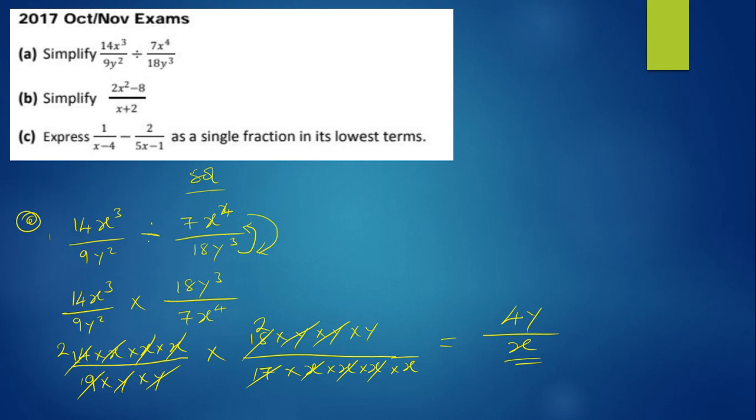Now let me solve for B. I'm sure there is enough space here. B is saying simplify 2x to the power 2 minus 8 over x plus 2. For the down part, x plus 2, it's already been simplified. You can't add the letter and the number, so we can just deal with the top part.